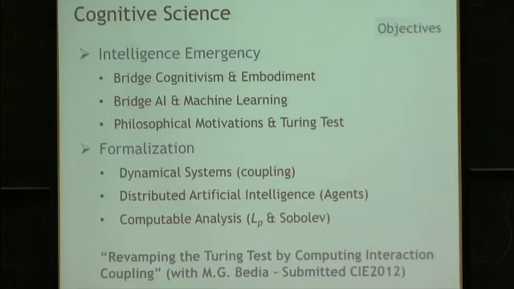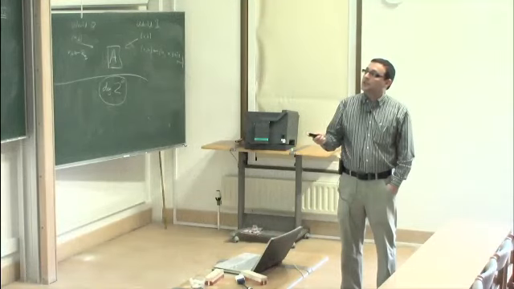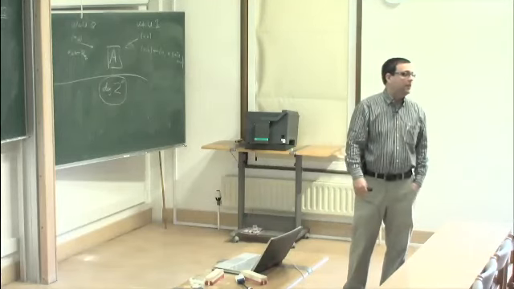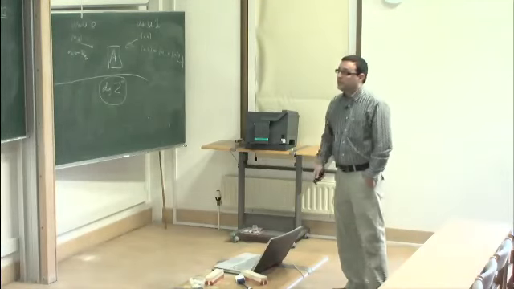What I have done, and this is a joint work with colleague Manuel González Bedia, is we are tackling the following objectives. We are interested in that chimera of intelligence emergence. And we are trying to bridge some ideas from cognitivism to embodiment, together with the idea of bridging some artificial intelligence ideas to machine learning ideas. This has some philosophical motivations underlying there, and we have done our first step in this field around the idea of the Turing test.